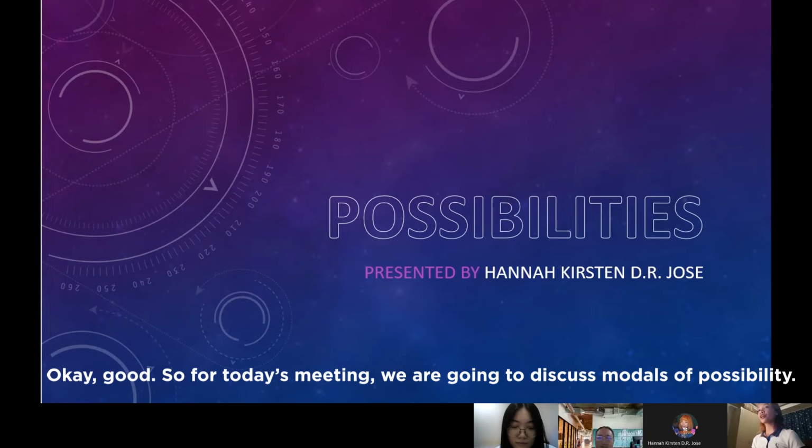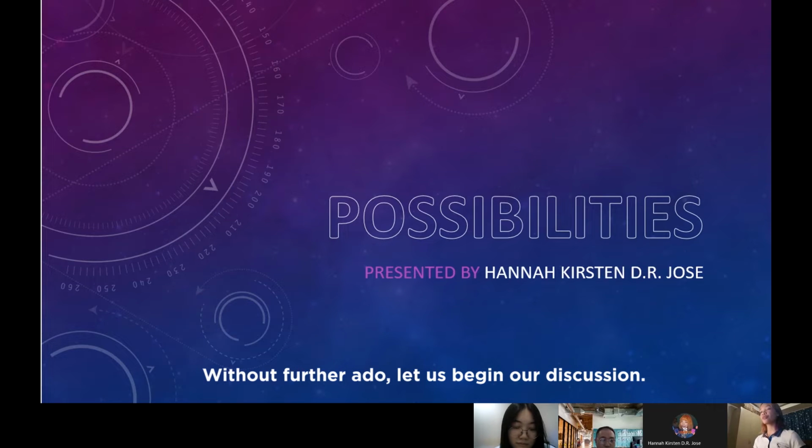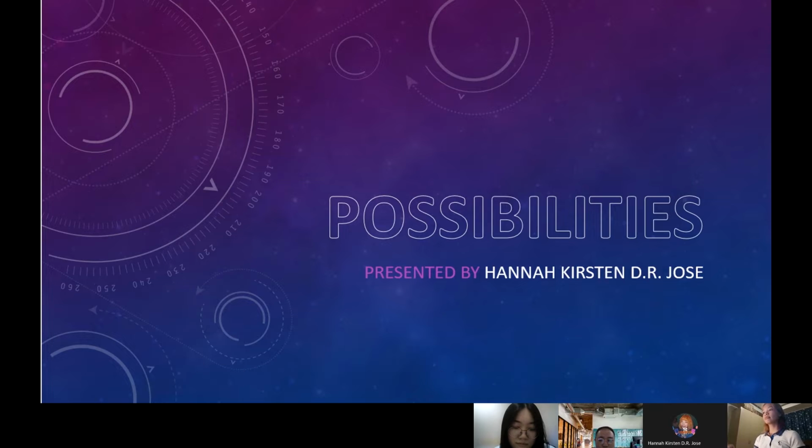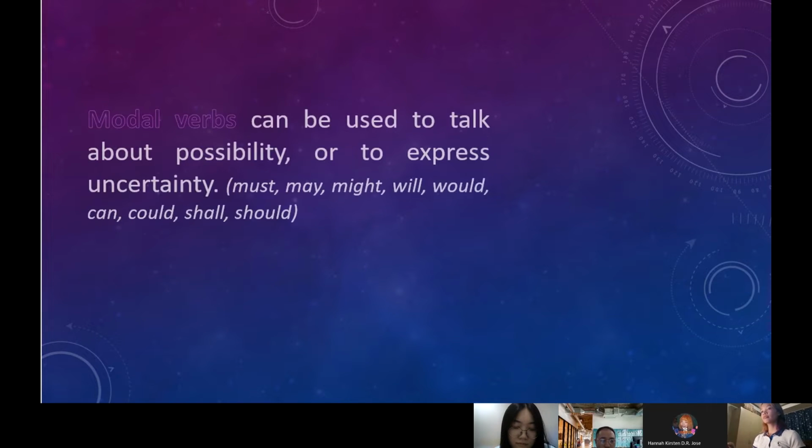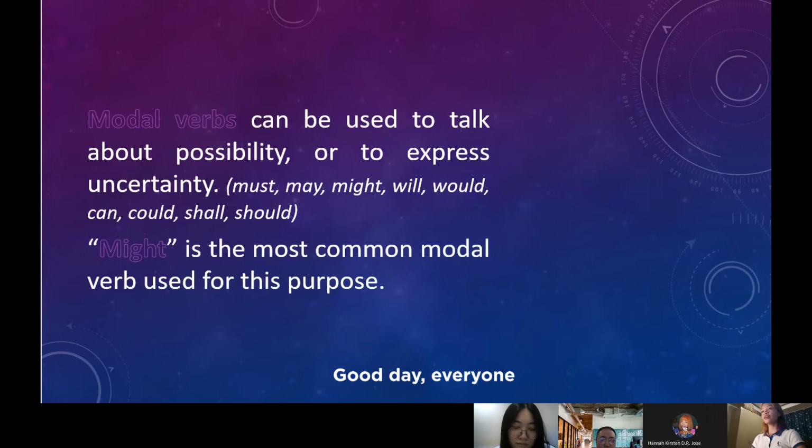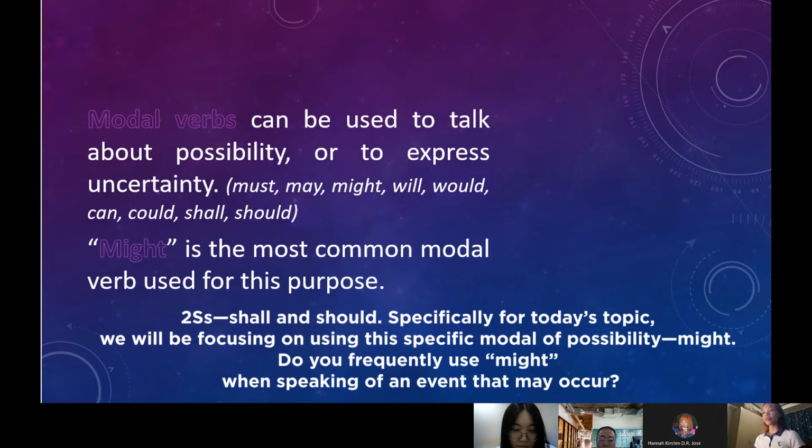So for today's meeting, we are going to discuss modals of possibility. Without further ado, let us begin our discussion. In general, there are about 9 pure modal verbs, such as the three M's: must, may, and might, two W's, will and would, two C's, can and could, and the two S's, shall and should. Specifically for today's video, we will be focusing on this specific modal of possibility, might.